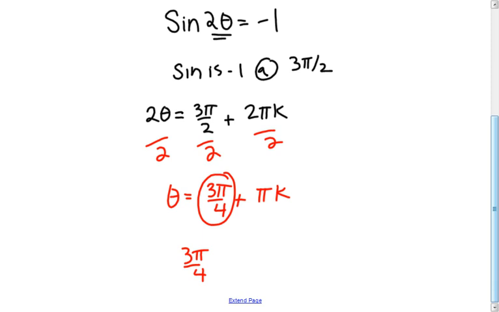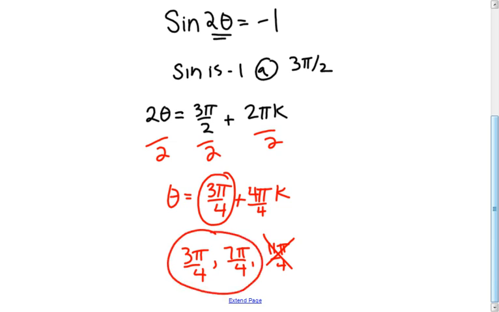Then I'm going to add pi to that, and I'm going to make this be 4 pi over 4 so that I have common denominators. So 3 pi over 4 plus 4 pi over 4 would make 7 pi over 4. If I add another pi or another 4 pi over 4 with common denominators, the next one would be 11 pi over 4. And 11 pi over 4 is bigger than 2 pi. So that is not going to work because you only want answers between 0 and 2 pi. So these are your two answers for this problem.